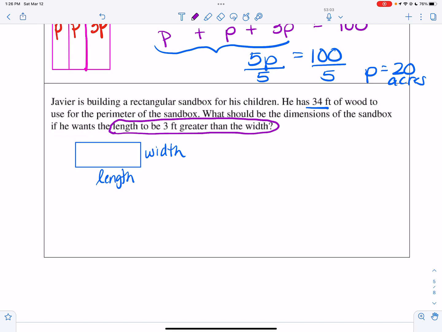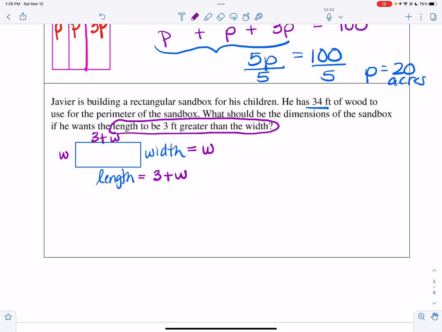So I always tell students the word that is mentioned second, length is mentioned first, width is mentioned second, that's going to be my single variable, okay? So I have to have one variable that is defined, and then the next one, the length, is going to be 3 feet greater than. And if it's 3 feet greater than, it's going to be 3 plus W. Not 3 times as big, it's 3 feet greater. So then that means this side is also 3 plus W, and this side is W.